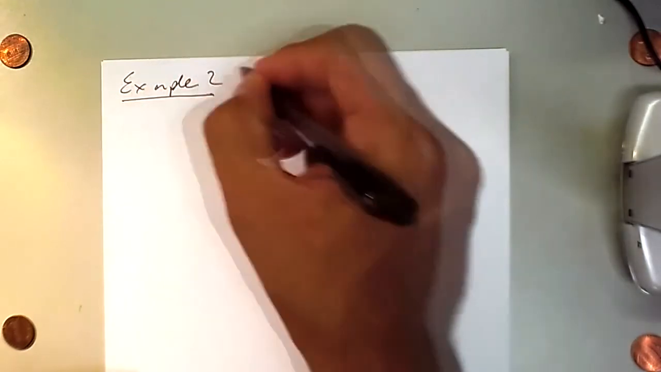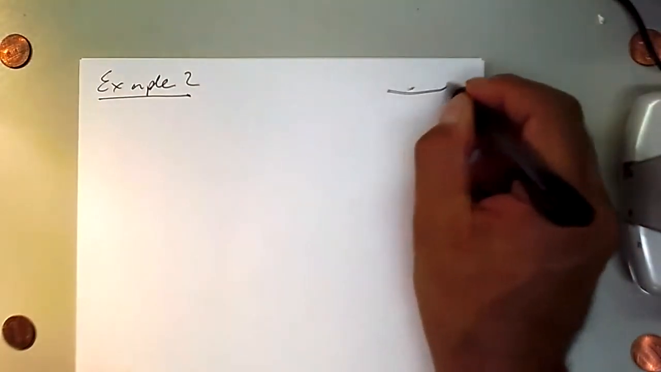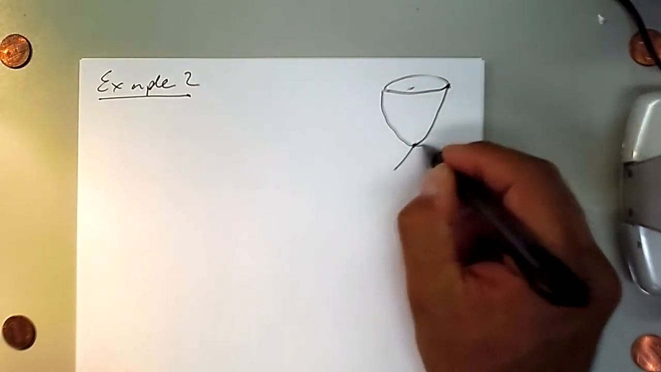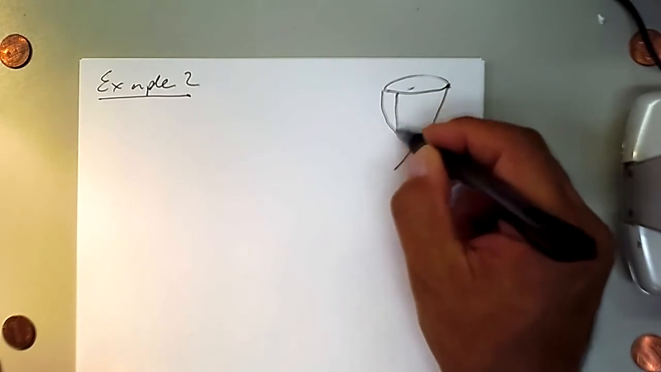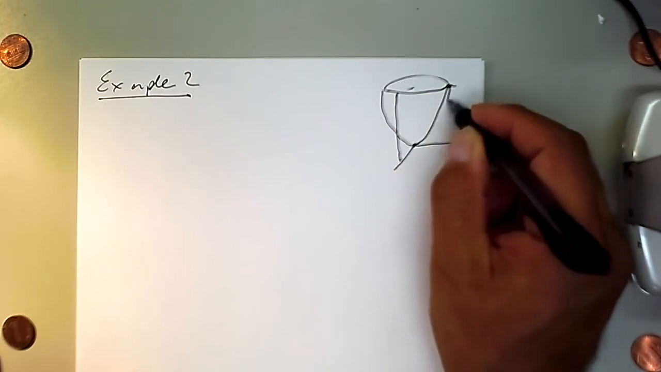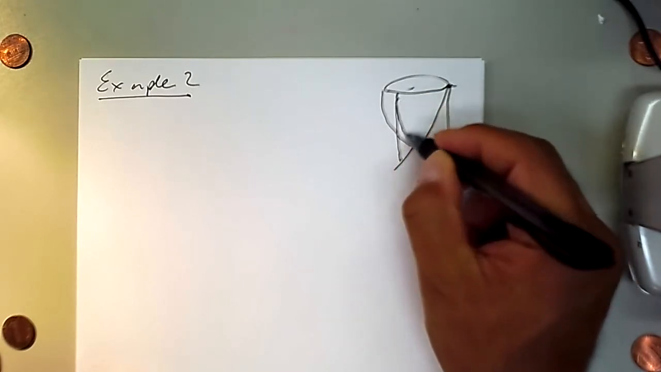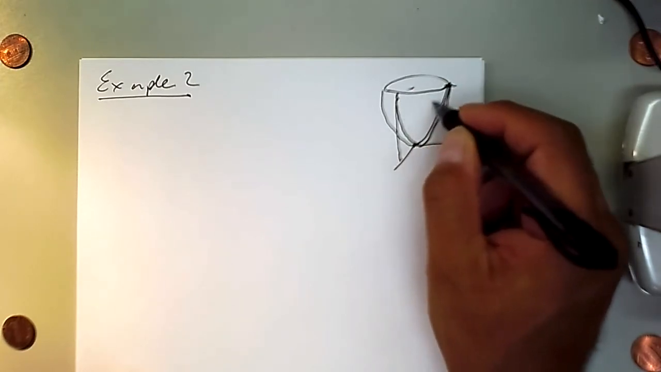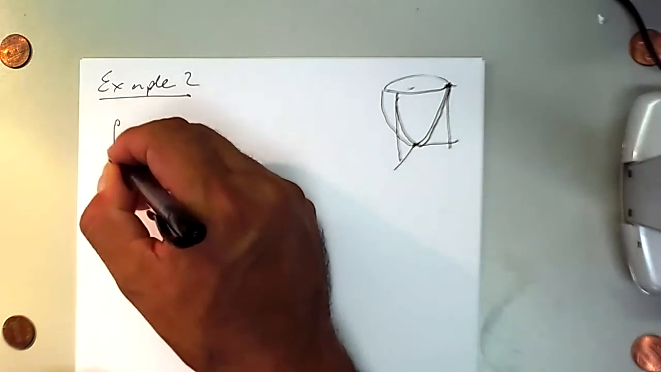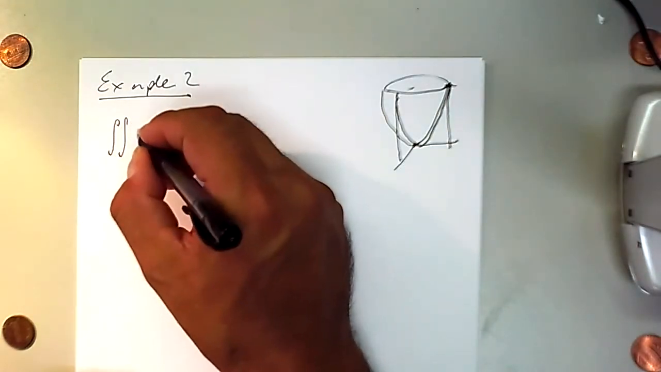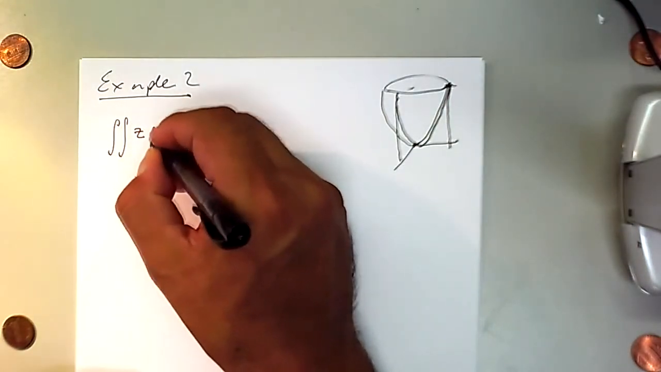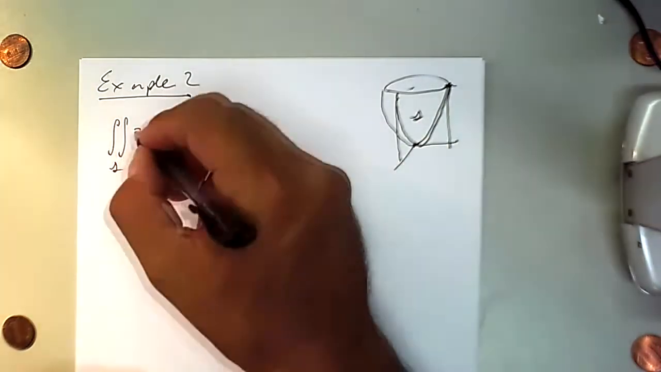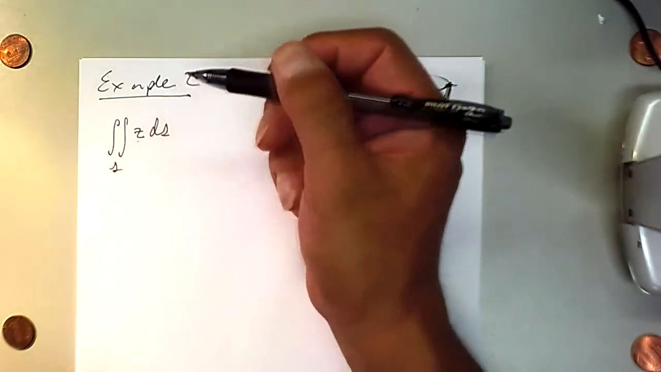So, example 2, same surface. Try to draw it a little more gracefully. Same surface. Anyway, but instead of integrating 1, our goal is to integrate z with respect to the surface. So again, this is the surface, and we are integrating z.